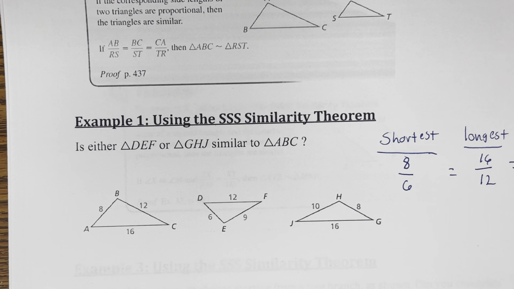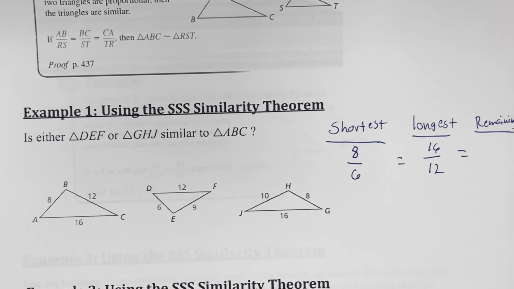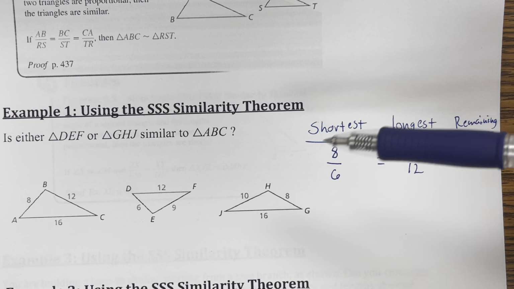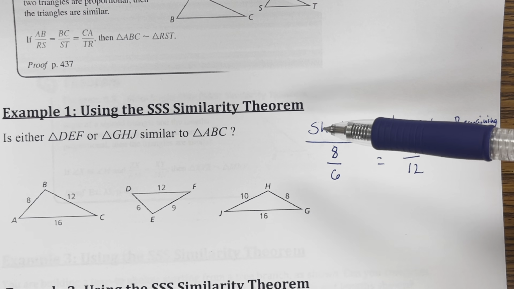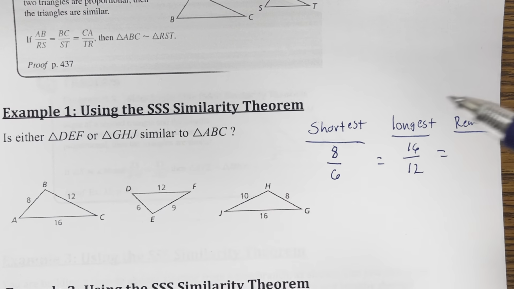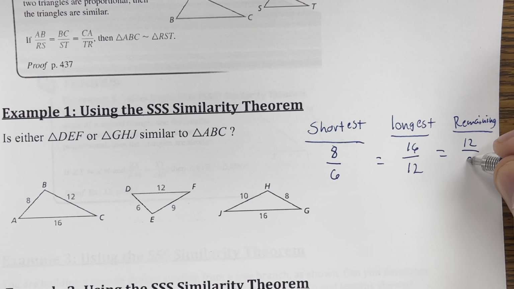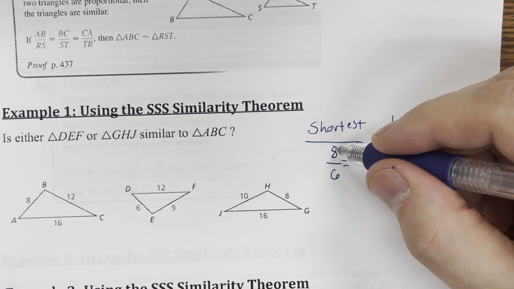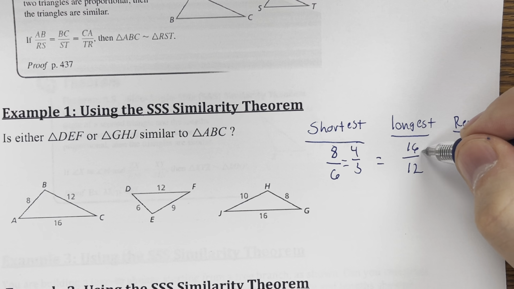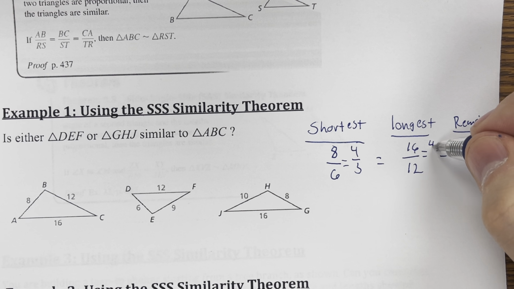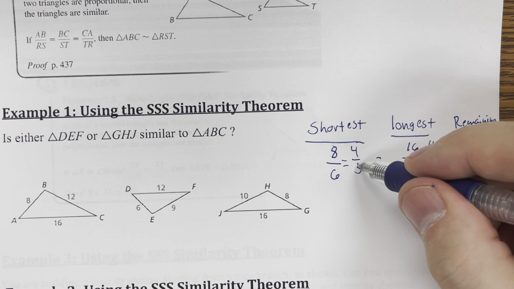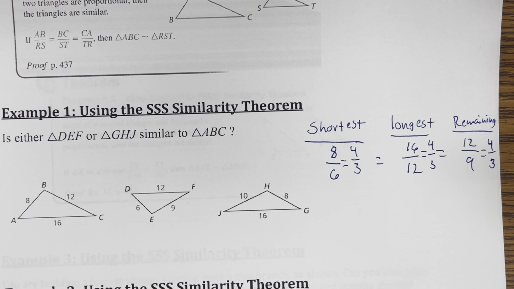And then we have to check and see if that's going to be proportional to the remaining side. I've already used 8 and 6. I've used 16 and 12. My remaining middle side is 12 and 9. So we have to see if those are equal. So 8 over 6 reduces down to 4 over 3. Reduces down to 4 over 3. Reduces down to 4 over 3. So they are all equal to 4/3, therefore they are proportional.